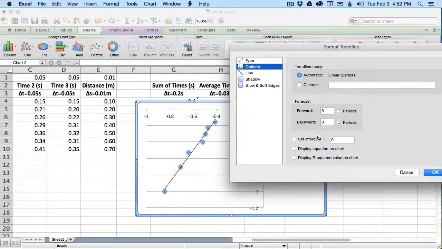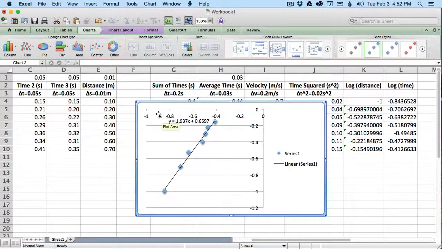And we're going to format the trend line, display the equation. And it looks like the n value here is 1.937. These numbers were actually worked out to be related by the square, so that does actually sort of work out. So I'm going to use this 1.937.